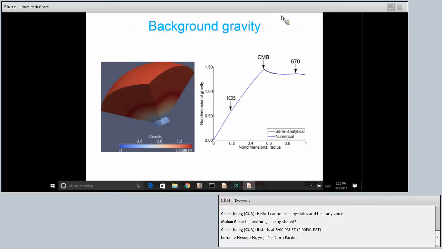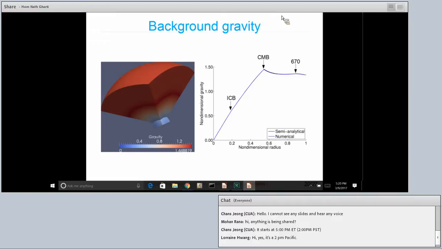So the first example is, of course, the computation of the background gravity on the Earth model. On the left you can see the gravity field in the one chunk, and on the right is plotted the radial profile of the gravity compared with the semi-analytical method. As you can see, this gravity is largest at the core mantle boundary, and the result perfectly matches the semi-analytical technique, verifying that this infinite element technique works very well. And the computational cost as compared to the classical method is not significantly increased, because we need to add only a single layer of elements surrounding the original domain.